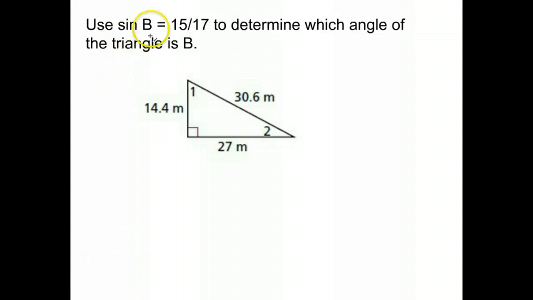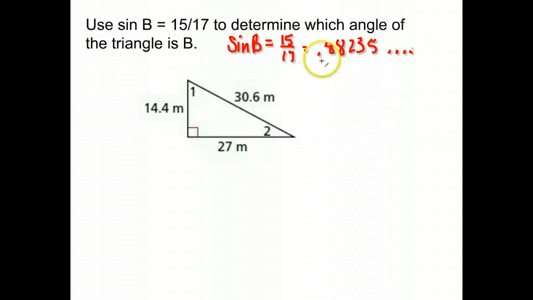Let's try another one. Use the fact that the sine of B is 15/17 to determine which angle in this triangle is angle B. Is it angle 1 or angle 2? Again, the first thing I'm going to do, because it's harder to compare them as fractions, is change 15/17 to a decimal. To do that, you take the top divided by the bottom. So 15 divided by 17 is 0.88235, and it keeps going from there. So whatever angle B is, its sine is equal to 0.88235.